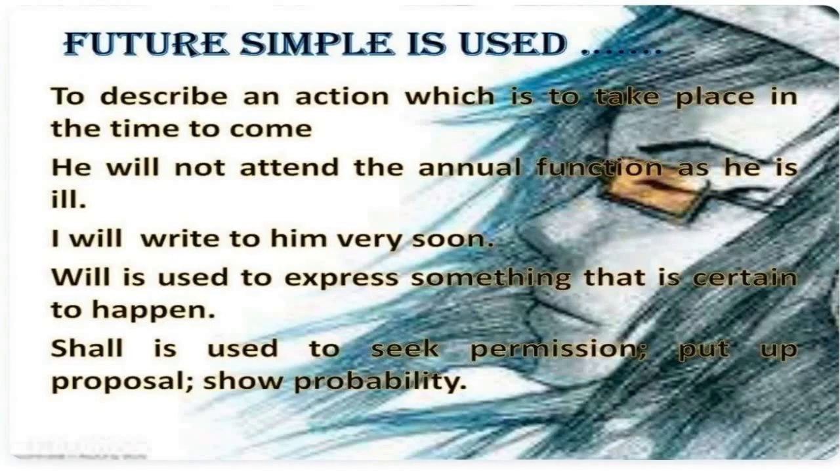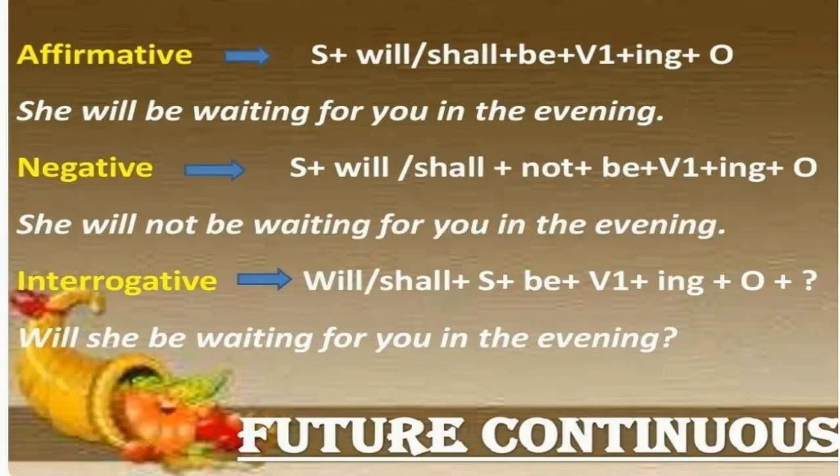Future simple is used to describe an action which is to take place in the time to come. So we are talking about the future. He will not attend the annual function as he is ill. I will write, so these are the examples. You can read them yourself by pausing the video. But I am going to move on to the next slide because I am trying to teach you all the tenses in the time frame of 1 hour. So that is why we are skipping it, but you can just pause and read it yourself. So let's move on to the future continuous.